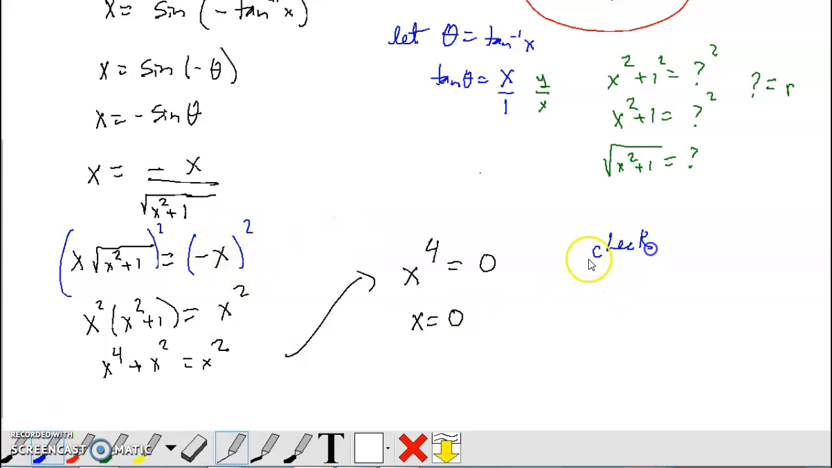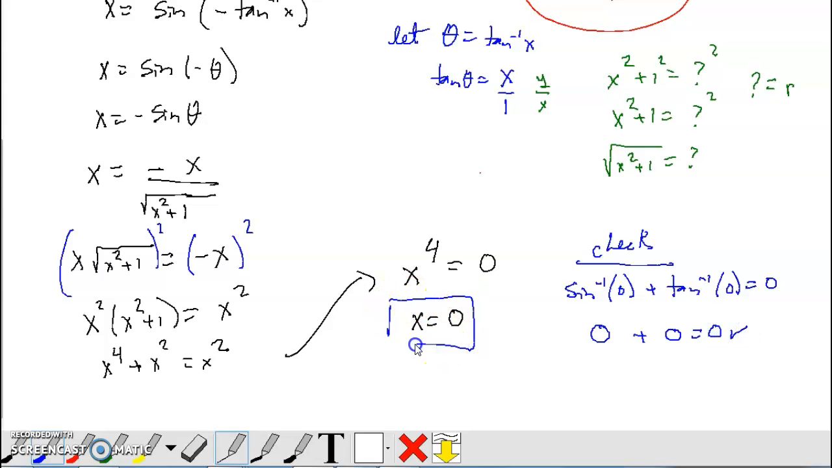We still want to check because we did square something. So we want to do a quick check in the original problem. The inverse of sine of 0 plus the inverse of tangent of 0, we want to know is this 0. Well, where are sine and tangent both equal to 0? That's at 0 degrees, or 0 radians. So I know that 0 plus 0 is equal to 0, so everything does, in fact, work out.